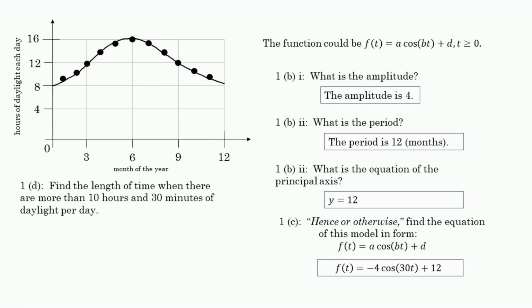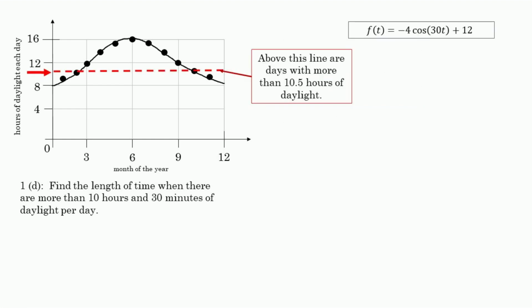Part D instructs us to find the length of time when there are more than 10 hours and 30 minutes of daylight per day. If you haven't tried this yet, pause the video and give it a try. It might take a few minutes. Let's look at the graph. We can see that the number of daylight hours goes above 10.5 in the spring, around 3, and back beneath 10.5 hours in the fall, around 10 or so.